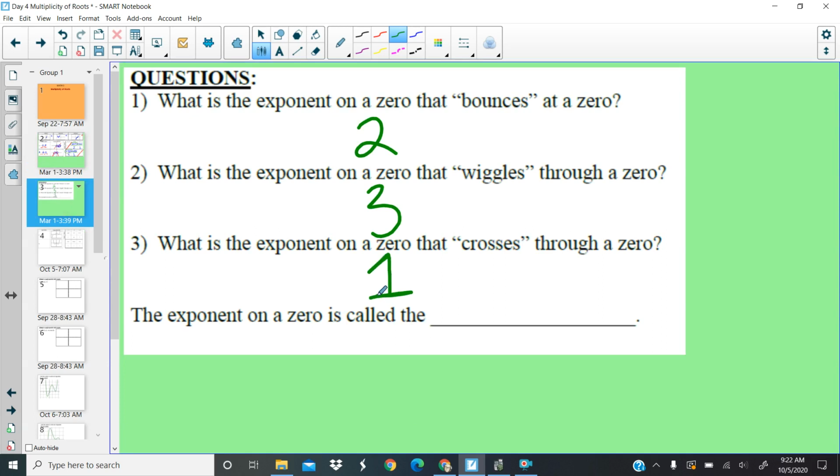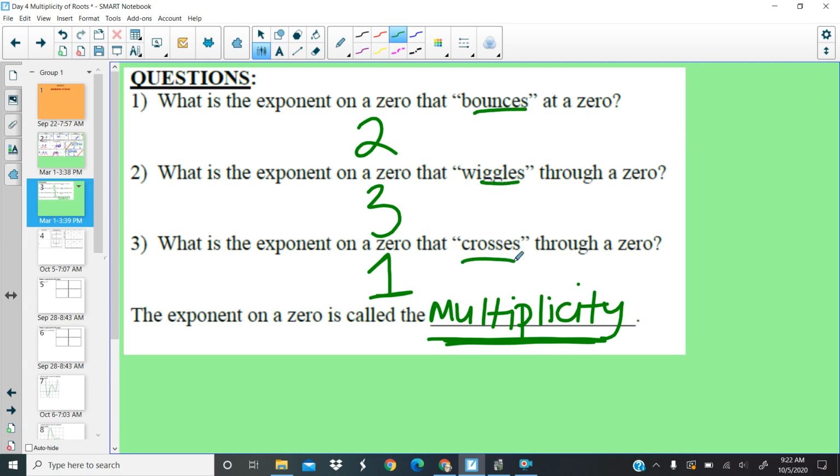Definitely write these down. You're going to want to know that the exponent that causes a bounce is 2, a wiggle is 3, and a cross is 1. The exponent on a zero is called the multiplicity, which is what we were talking about at the very beginning. You're going to want to write down this word as well. That's what causes each of these bounce, wiggle, and cross shapes.